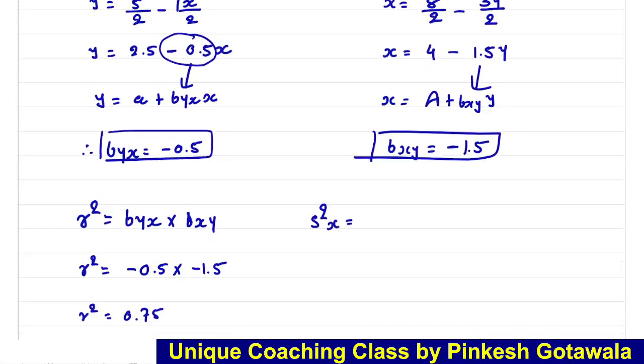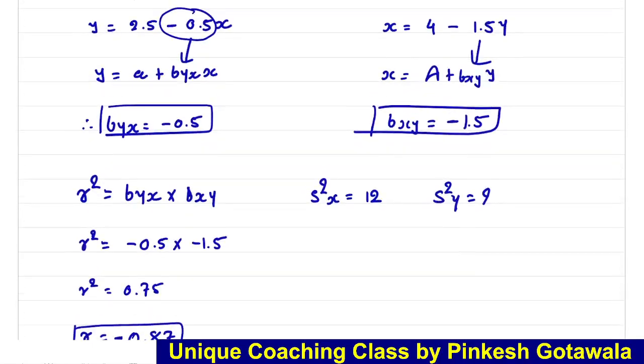x square x is given as 12 and they ask to find out x square y. Now which formula should we apply? Just remember all these formulas. Here we have x square x and we need x square y.